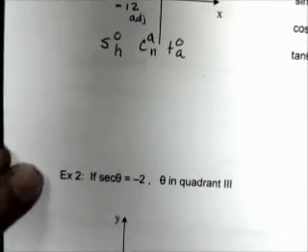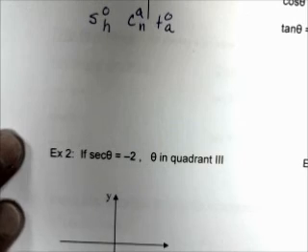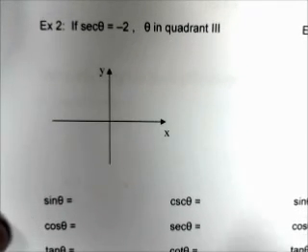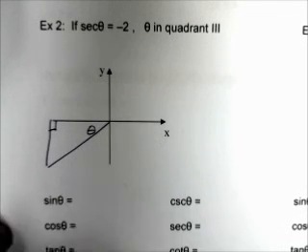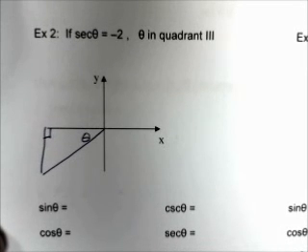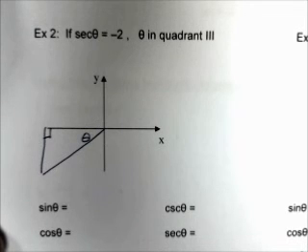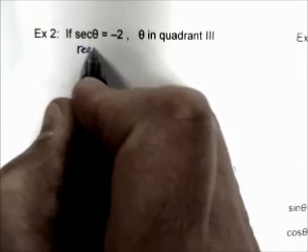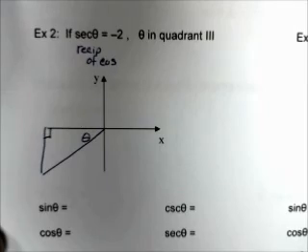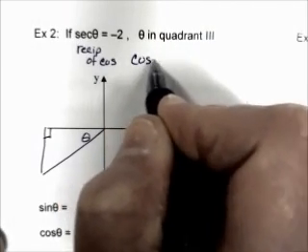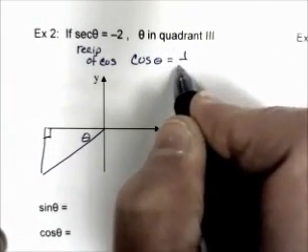Our next example, we have if secant theta is equal to negative 2, and theta is in quadrant 3. So we'll draw our right triangle in quadrant 3, mark theta. Secant is equal to negative 2. Now remember, secant is equivalent to the reciprocal of cosine. So if we were to write, cosine theta would equal 1 over negative 2.